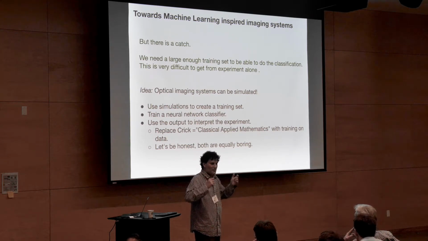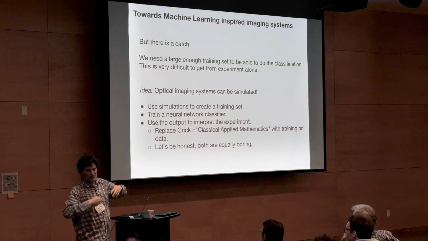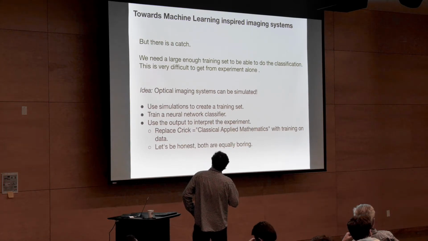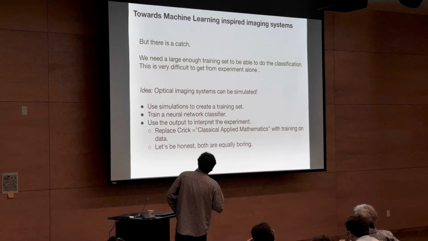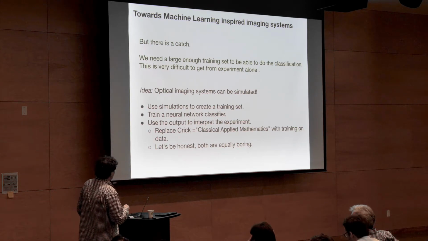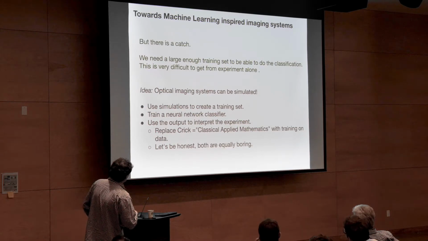So this is the idea, this is what we've been trying to do. And since you can simulate them, because we can solve Maxwell's equations, like I said, that was one of the 2 equations that we care about. Maybe more. So you use the simulations to create a training set. You then train a neural network on the training set, and then you use the output to interpret the experiment, and replace it with training on data, both are equally important.